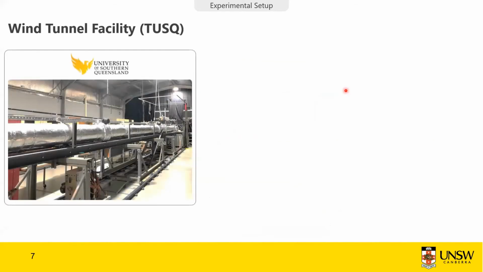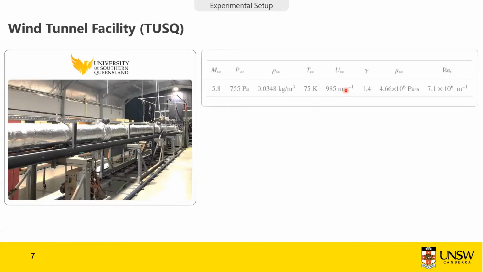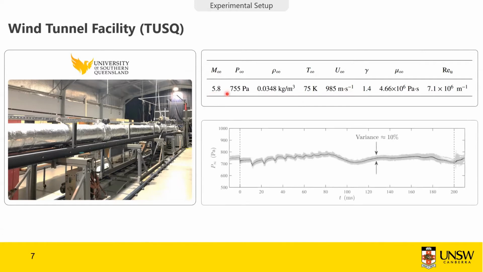So for that, we did experiments in this wind tunnel facility at University of Southern Queensland, our partners. And this is a Ludwig tube operated in free piston compression heated mode. It was operated at a total pressure of 1 megapascal and with the main free stream properties indicated in the table. It's worth noting that the Reynolds number is transitional for the length scale that we are using. And we used a nozzle of Mach 6, or to be more exact, 5.8 for our studies.